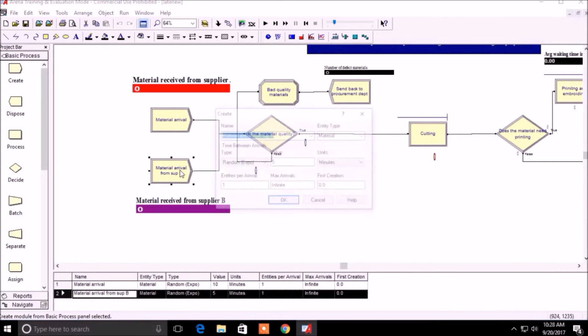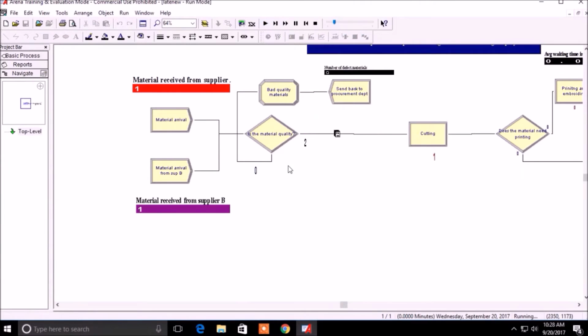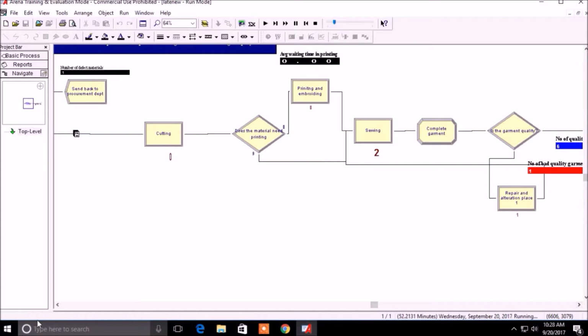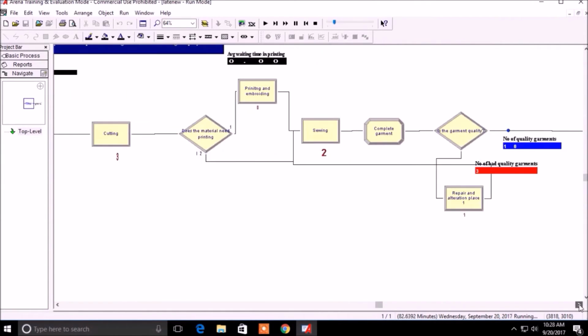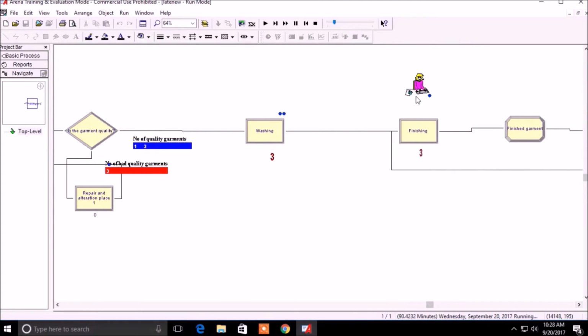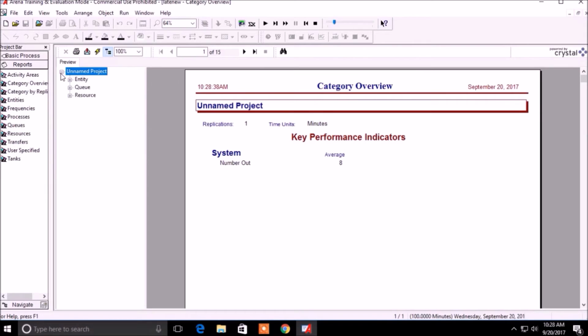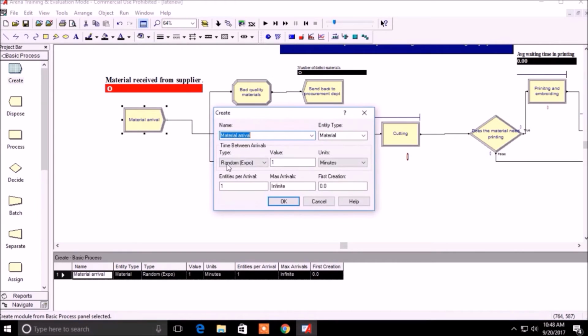The risk from late deliveries can be mitigated by adhering to a multiple sourcing policy rather than using a single sourcing policy. So we are now getting materials from another supplier. So in a late delivery, we can still have materials for processes. As you can see, there are materials coming from supplier B also. The average usage of resources is high.